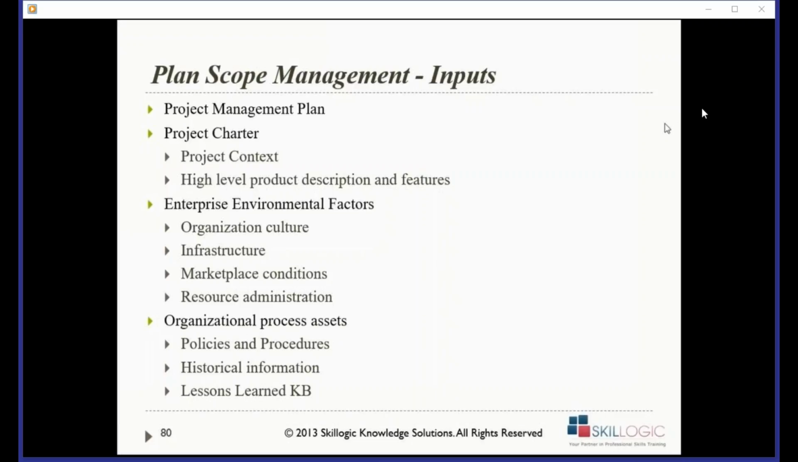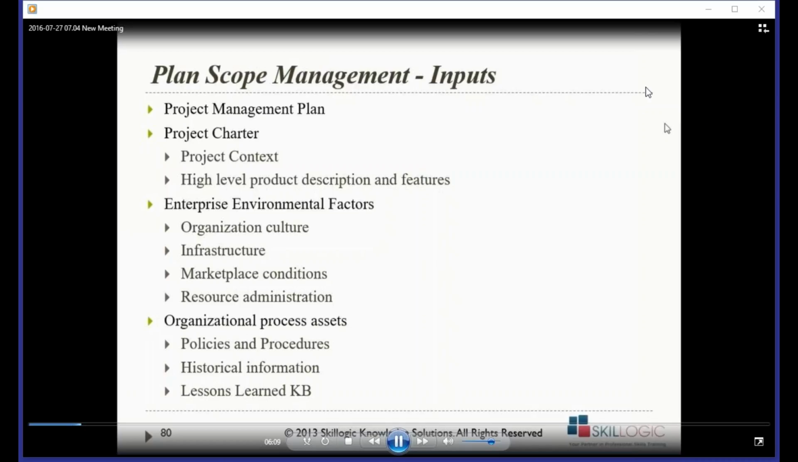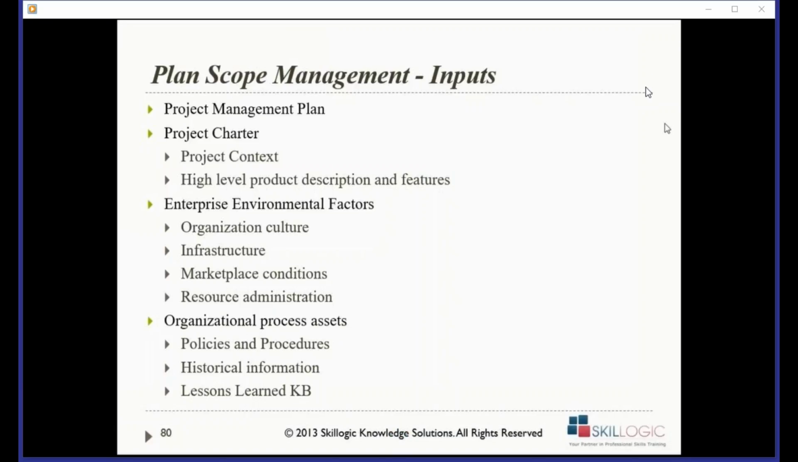Enterprise factor would be any organization's policies and procedures which impact your project from the cost perspective, from the scope perspective, from the time perspective, anything, right? So that becomes your enterprise environmental factor. This is again another input which you need to consider while preparing any of the documents.